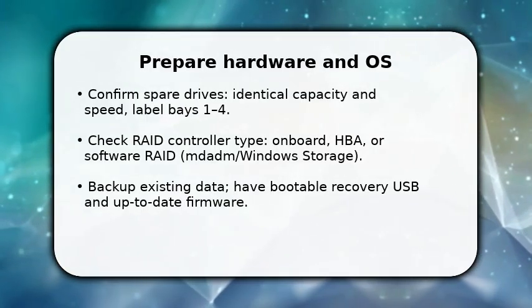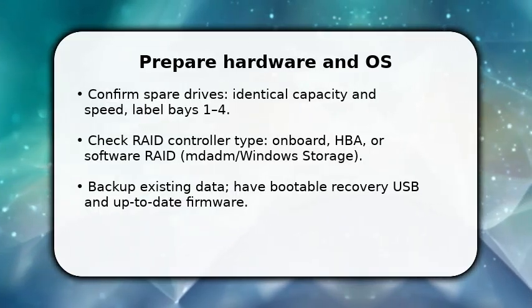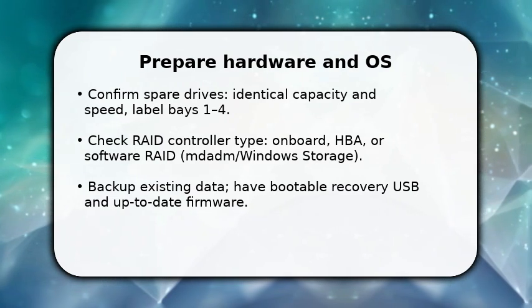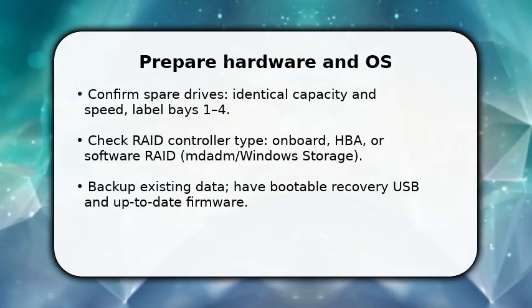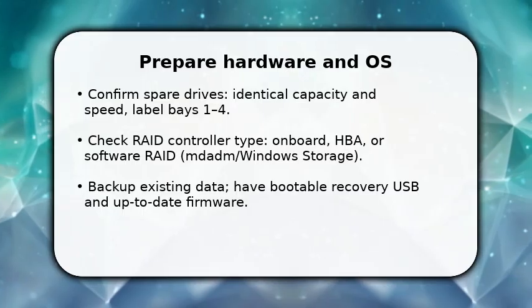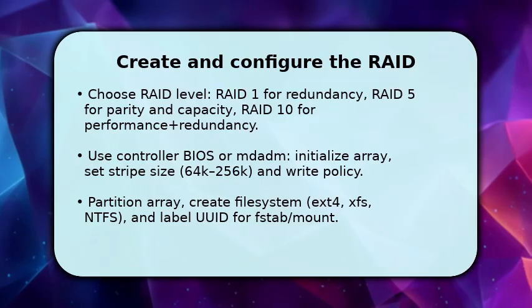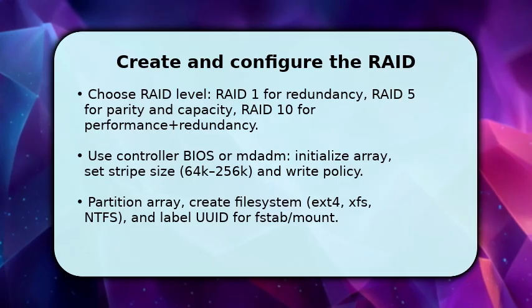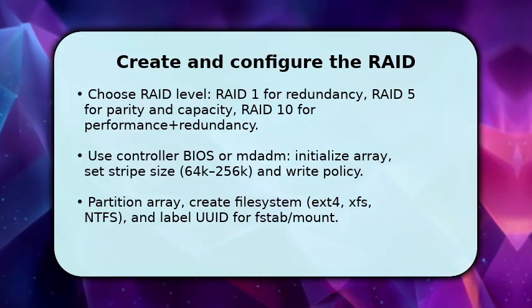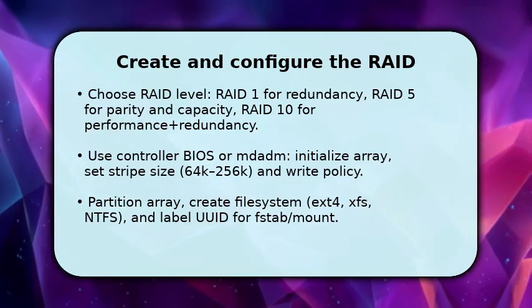You need a clear backup to avoid data loss, so verify your backup and have a recovery USB ready before creating arrays. Now build the array using the controller BIOS utility or mdadm in a shell. Pick RAID level based on redundancy and throughput needs, then initialize the set. When prompted, select stripe size. Smaller favors random I/O, larger favors sequential transfers, so choose 64K or 256K accordingly.